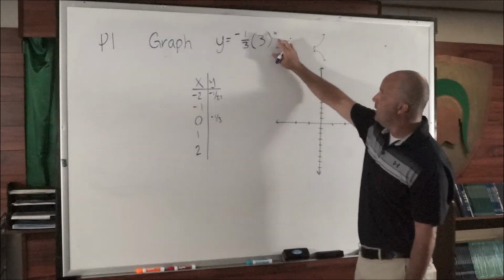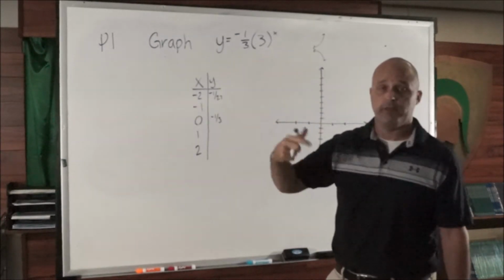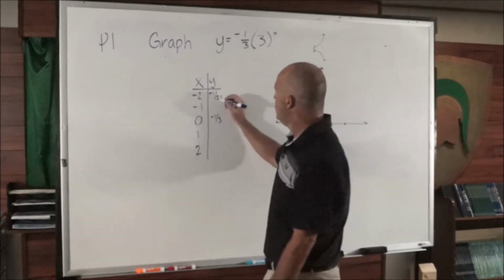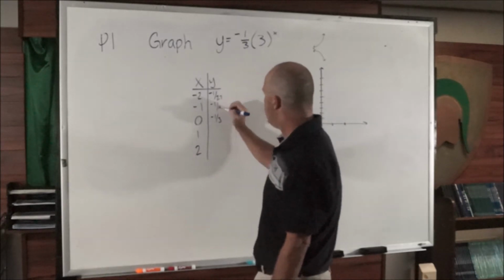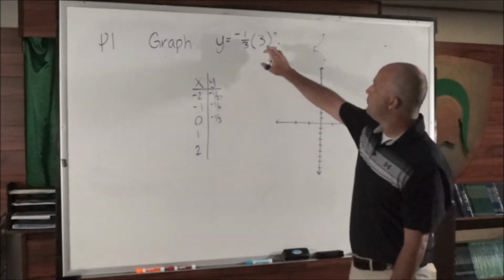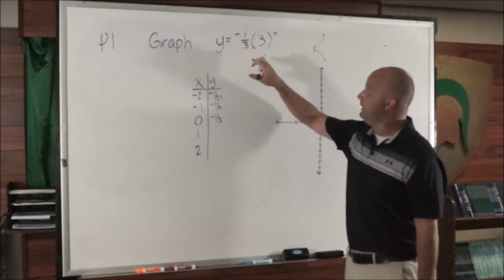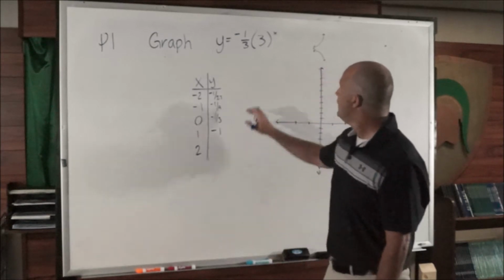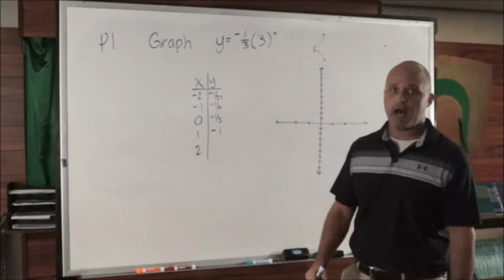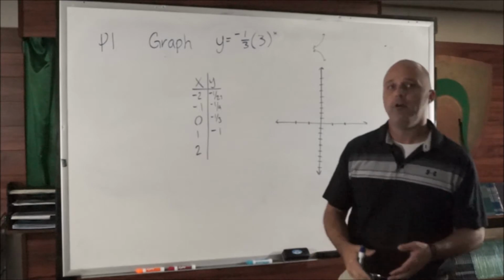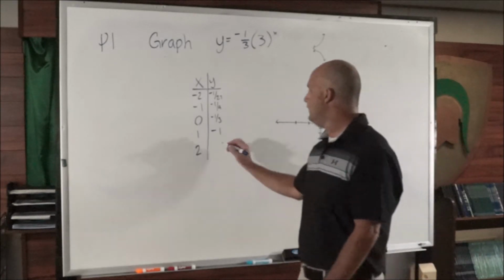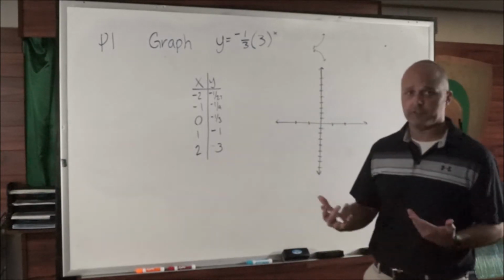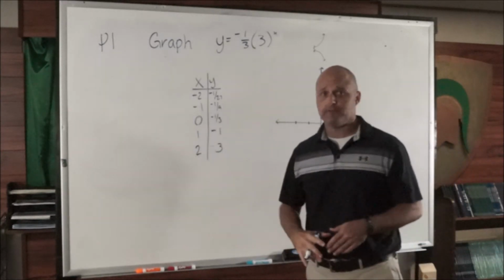Then if we plug in -1, 3 to the negative first is 1 over 3. So 1 over 3 times negative 1/3 is going to give us negative 1 over 9. If we do 3 to the first, then it's just going to be 3. So negative 1/3 times 3 is negative 1. And then if we do 3 squared, we're going to get 9. So 1/3 of 9 is 3, and since it was a negative, it's going to be -3. So you can see this is what we've got, our 5 values here.